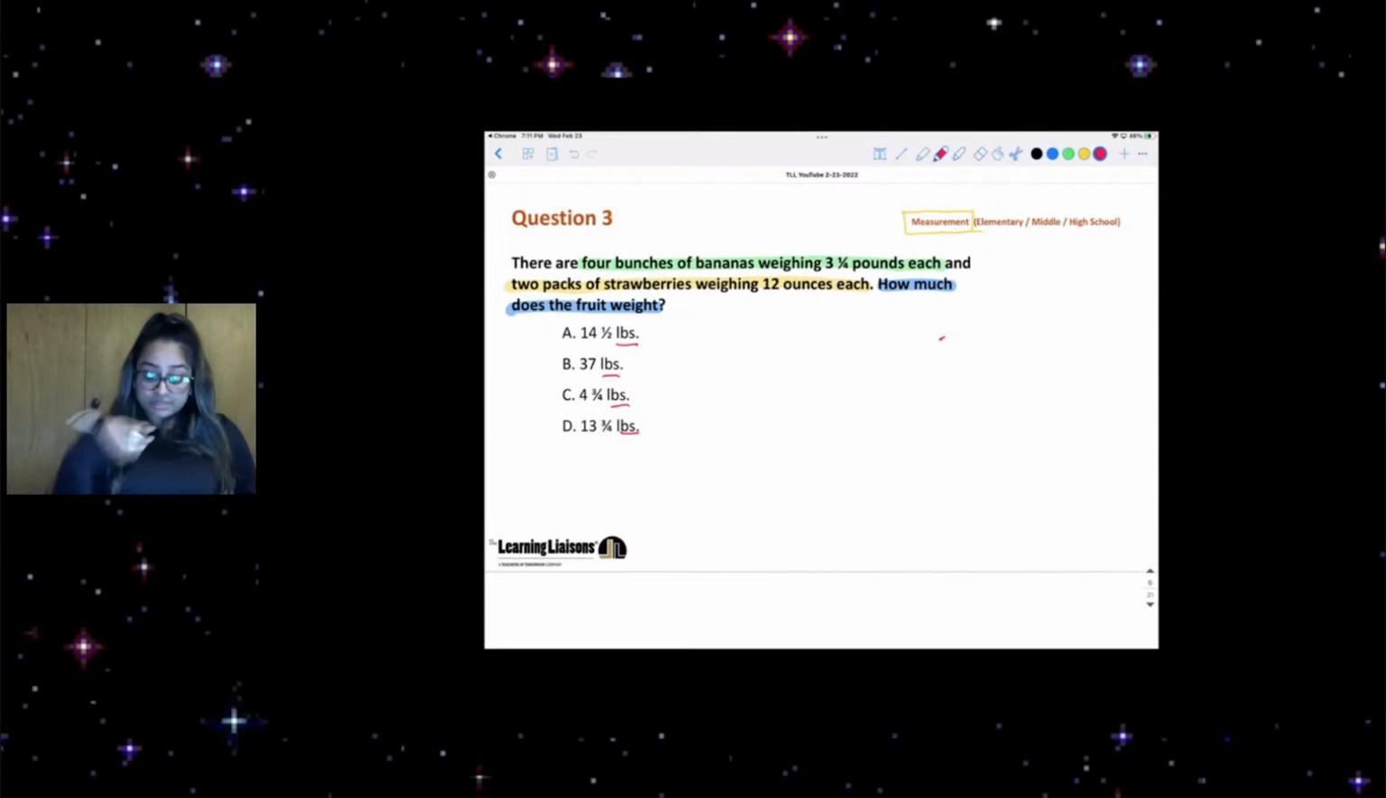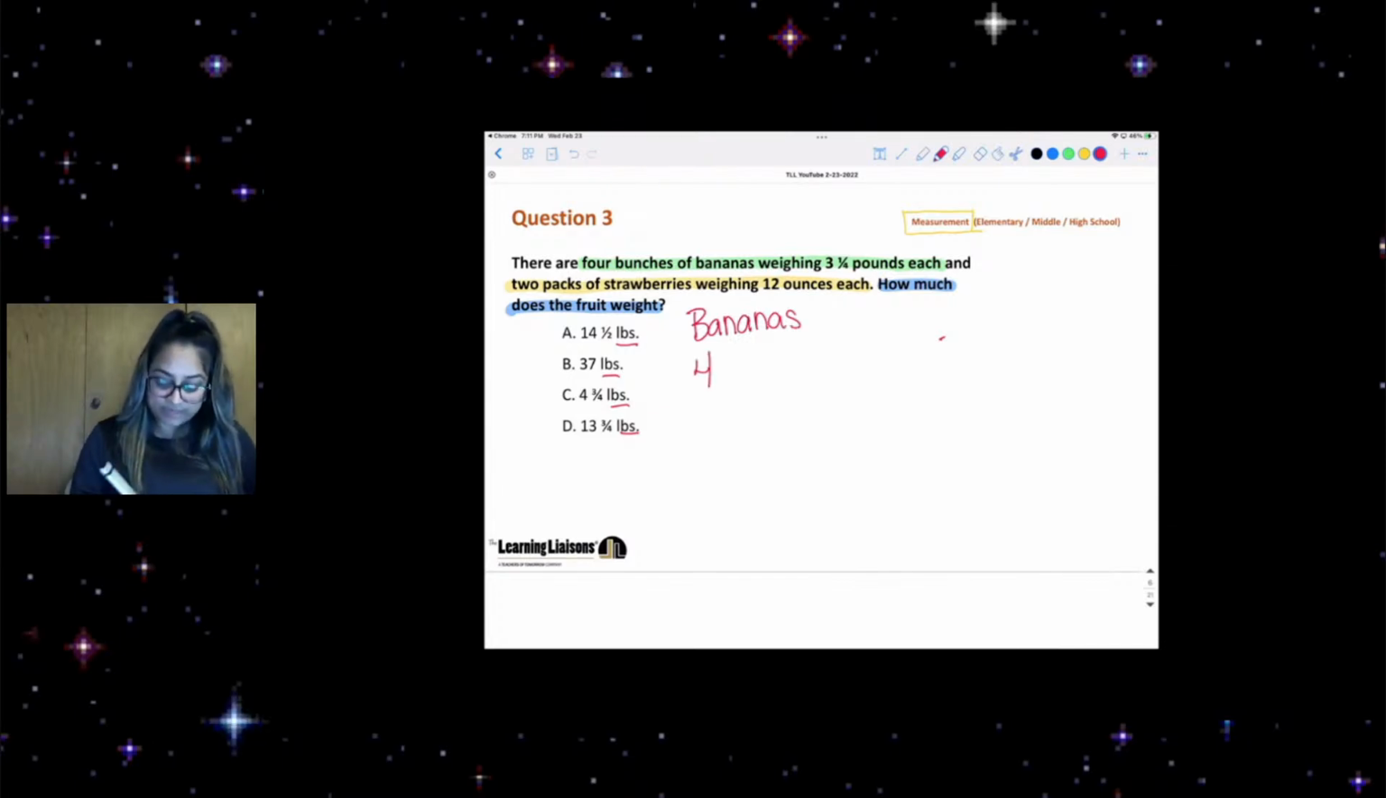Well, let's start with our bananas. What do I know about them? I know that I have 4 bunches of them, and each bunch is 3¼ pounds. Well, it's already in pounds, so I don't need to do anything with it. You can take 3¼ and plug it into your calculator. You can convert it into an improper fraction. You can do anything with it at this point.